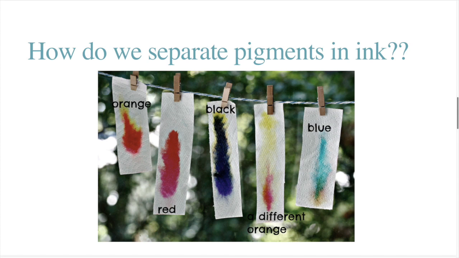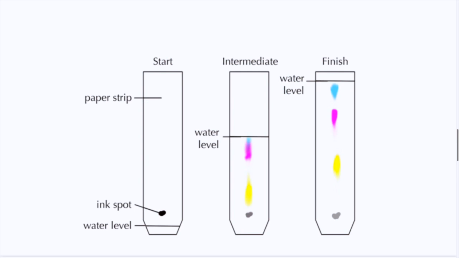Moving on, we now learn how we can separate pigments in ink. We all must be aware that ink has a lot of colors. It may be a mixture of 2 or 3 pigments. So let us take an example, say a black spot which may have 2 or 3 pigments in it.